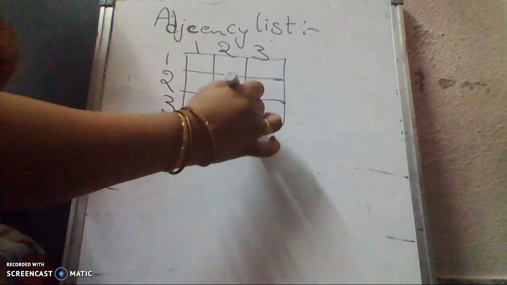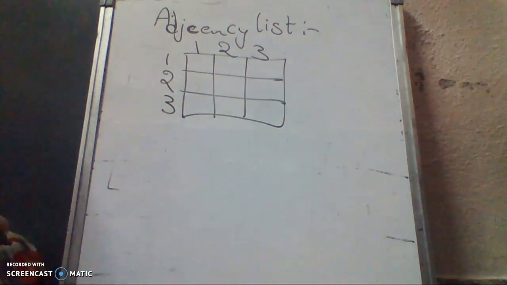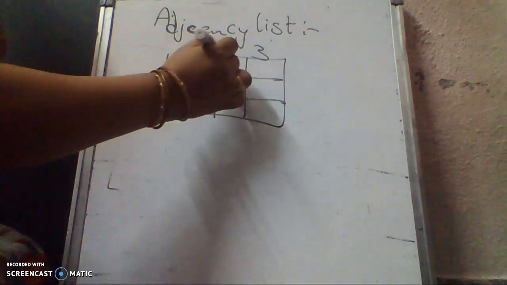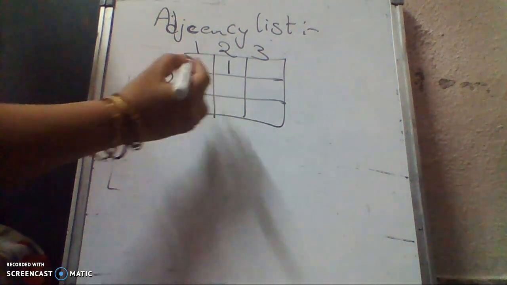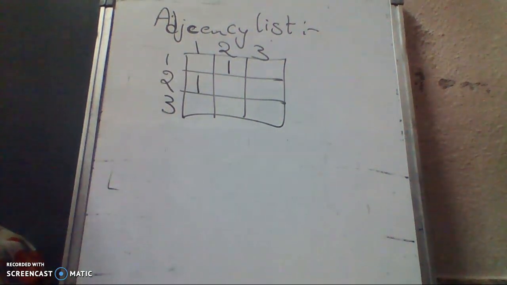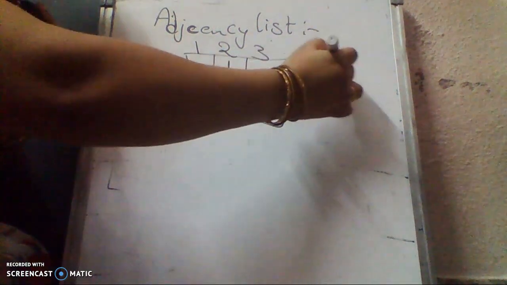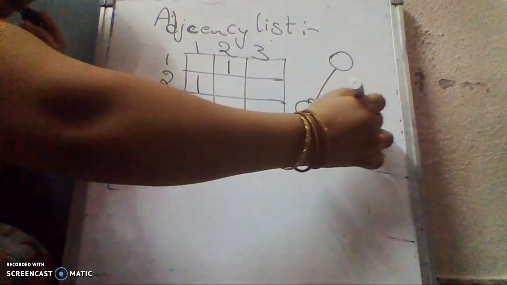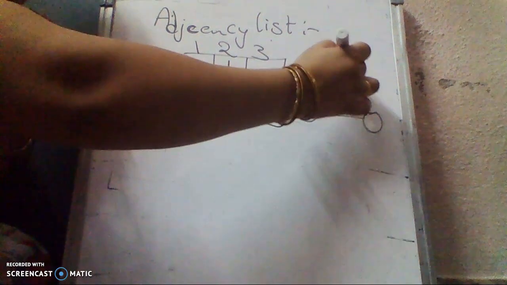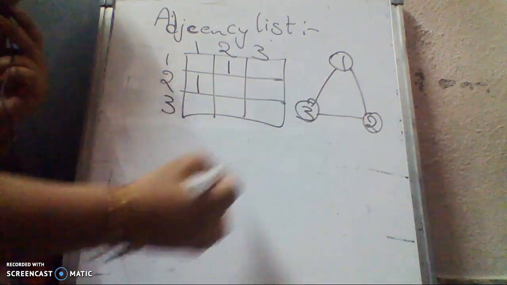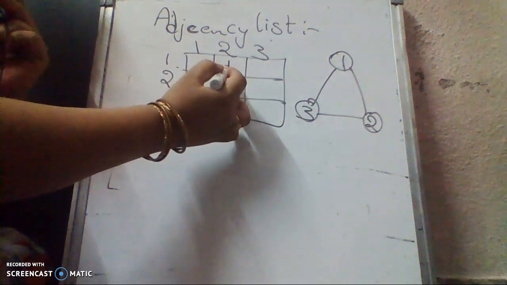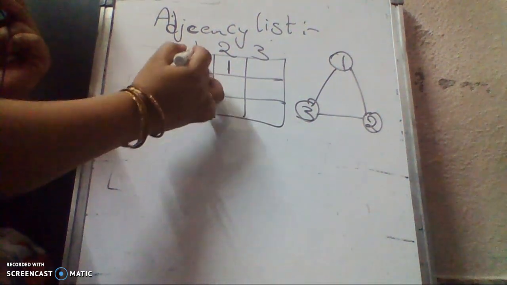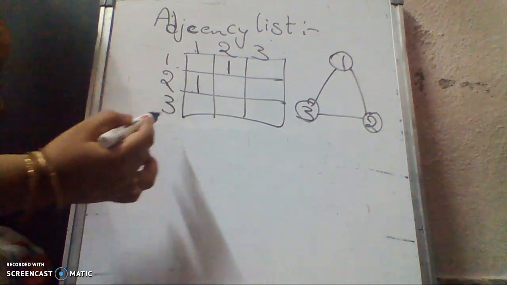Say vertex 1 has an edge to 2. Then we represent 1 to 2 as 1, and at the same time 2 to 1 as also 1, because it is an undirected graph like this, with vertex 1, vertex 2 and vertex 3. If we have an edge between 1 and 2, we put 1, and 2 to 1 is also 1.